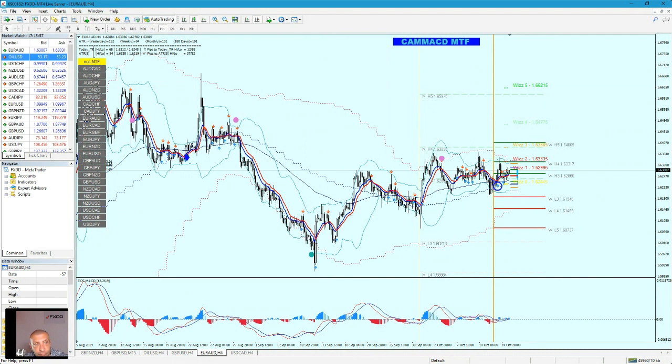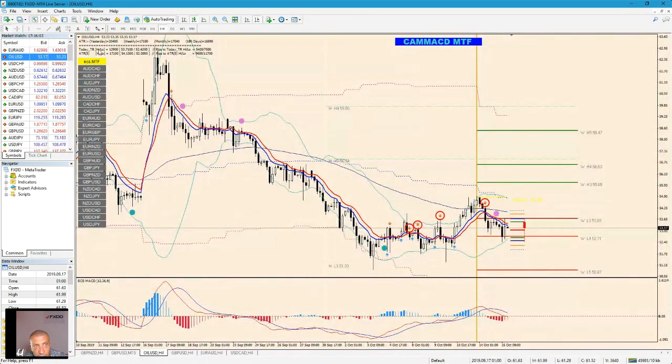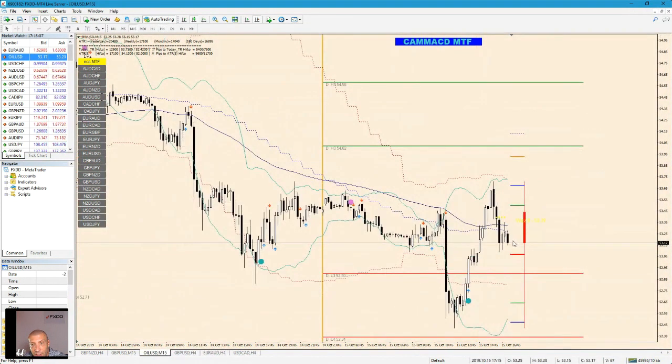So, yeah, I see oil is dropping now. I might actually put on the 15-minute time frame and see if I see this pink dot. If I see it, I might trade it again.